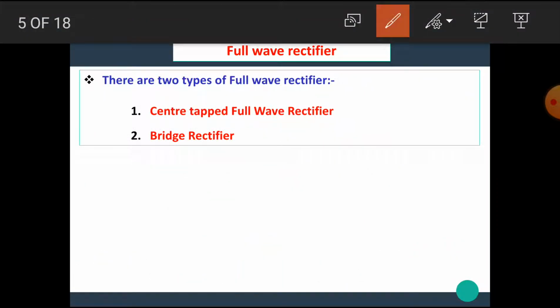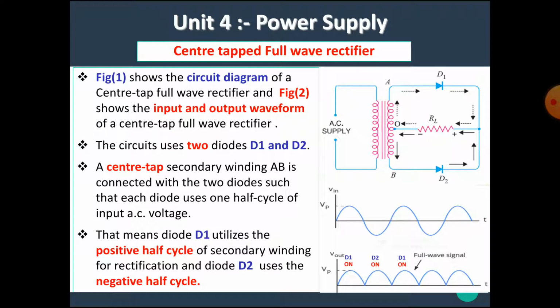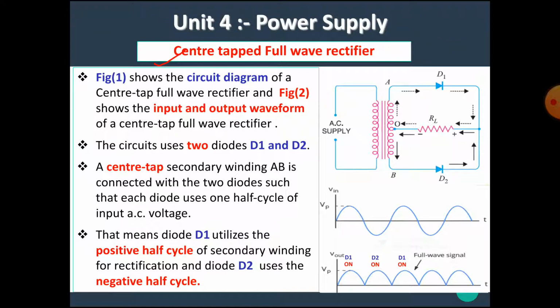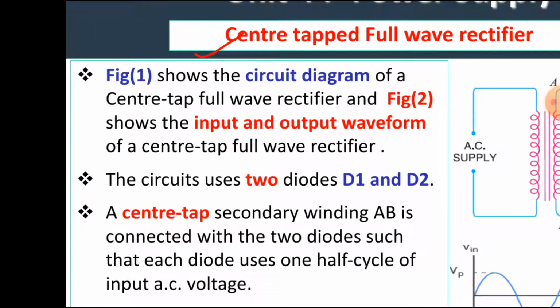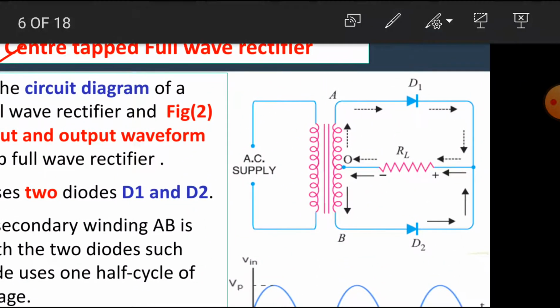There are mainly two types of full wave rectifier. First one is the center tapped full wave rectifier, and second is the bridge rectifier. Let's see details about the first, the center tapped full wave rectifier. The name center tapped is used because here the transformer is of the center tap type.